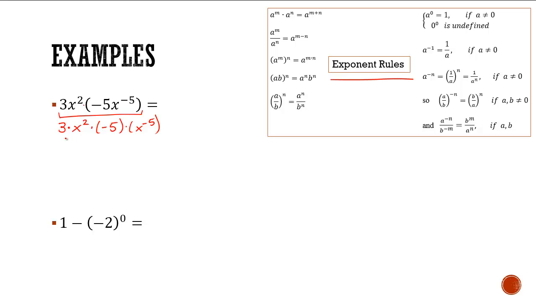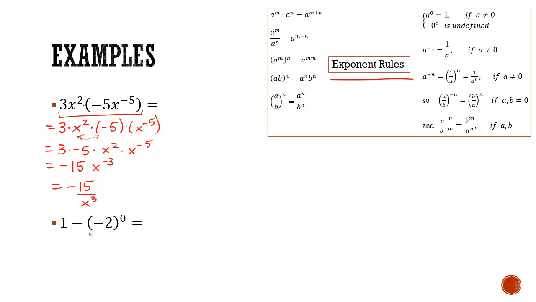To compute that, we can use the commutative property of multiplication to switch some of the orders around so that 3 is multiplied by -5 and then x squared times x to the -5, because we know how to do those parts. So 3 times -5 is -15. X squared times x to the -5 would be the product rule, so that'd be 2 plus -5, which is -3. But we never ever want to leave your final answer as a negative exponent. So we rewrite this as -15 over x cubed.